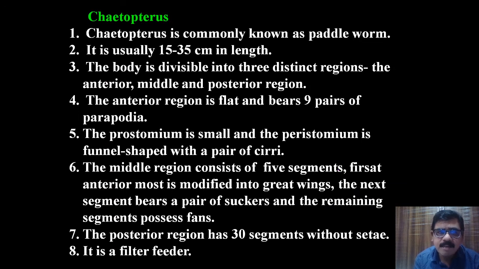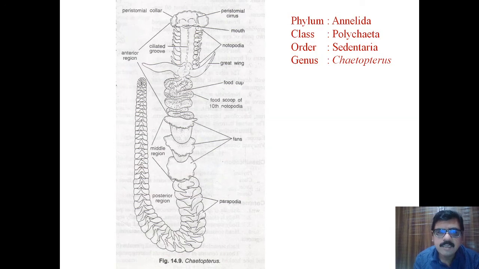Then the next animal is Chaetopterus. It is commonly called a paddle worm. This is how Chaetopterus looks. How is it classified? Phylum Annelida, class Polychaeta, order Sedentaria, and the genus is Chaetopterus.